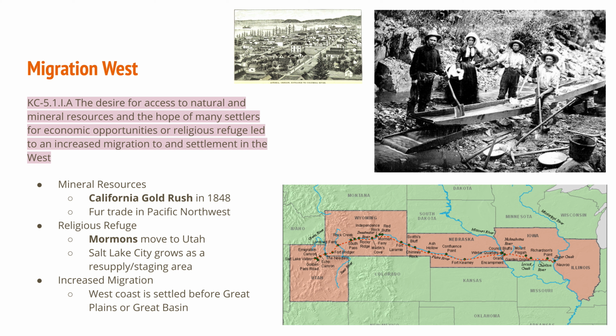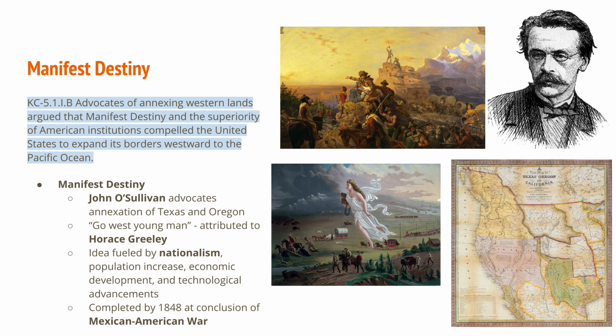The federal government maintains part of the trail so that any visitor can see it, and they end up in Salt Lake City. And Salt Lake City grows as a large area for resupplying and staging their further migration past the Sierras into California. The increased migration, like I said, in the West Coast is going to result in the settlement of the West Coast before the Great Plains and the Great Basin.